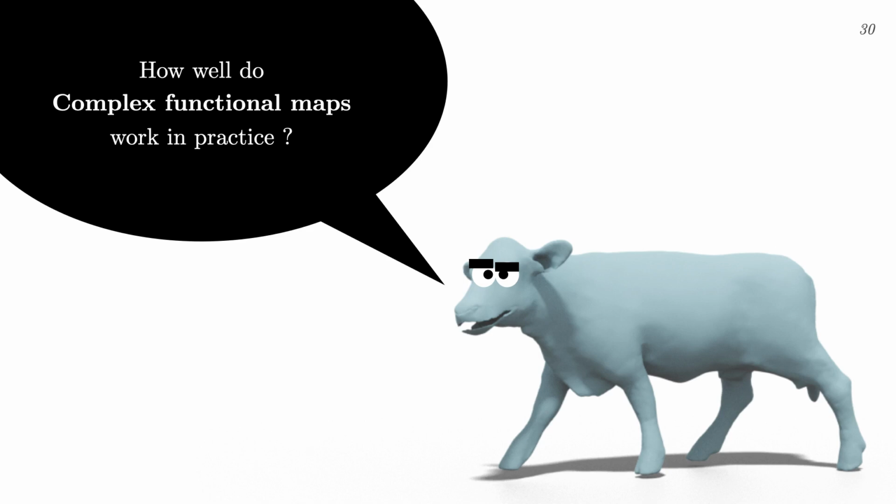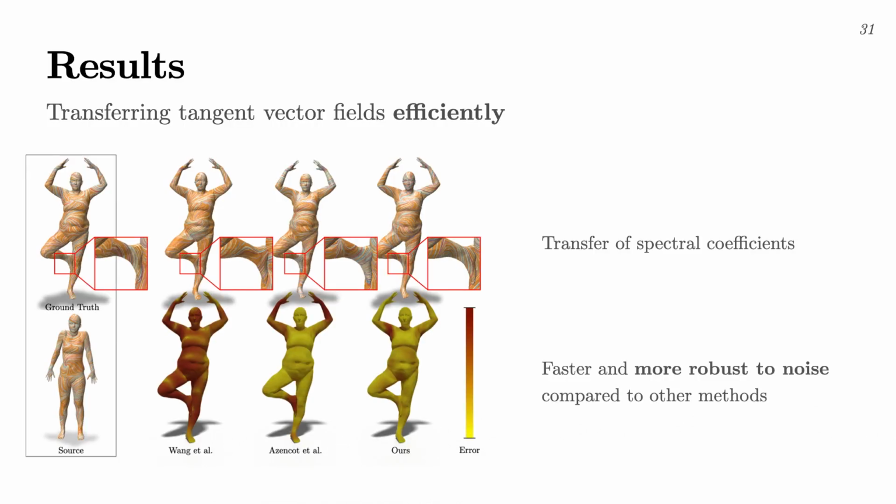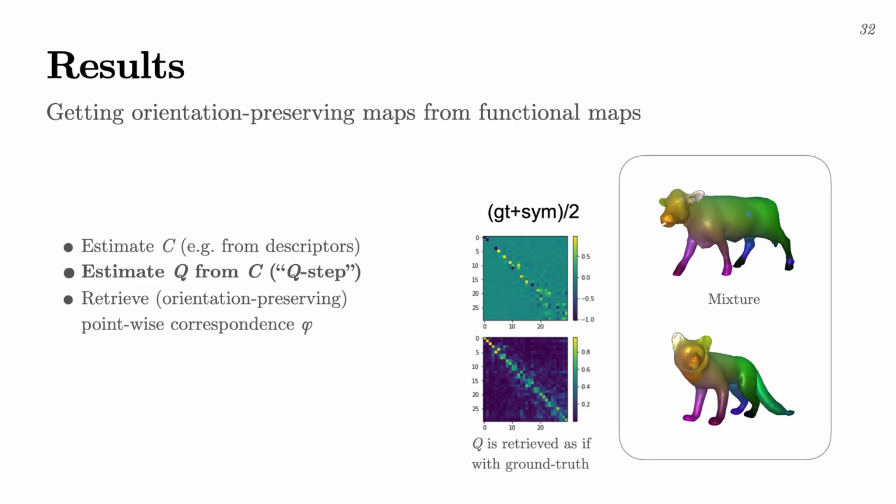Now, how well do complex functional maps work in practice? Glad you asked, Mr. Cow. A first advantage of complex functional maps is that since they encode differentials, they allow for efficient tangent vector field transfer, here visualized with their flow. Our method proves faster and more robust to various kinds of noise compared to other methods. Also, as advertised a few slides back, it can be plugged into functional map pipelines to make them orientation preserving. The protocol is very simple.